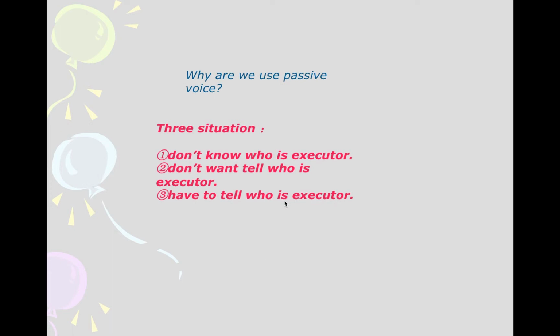And why do we use passive voice? Here are three situations where we have to use it. The first is when we don't know who the executor is, then when we don't want to tell who the executor is, and then when we have to emphasize who the executor is.